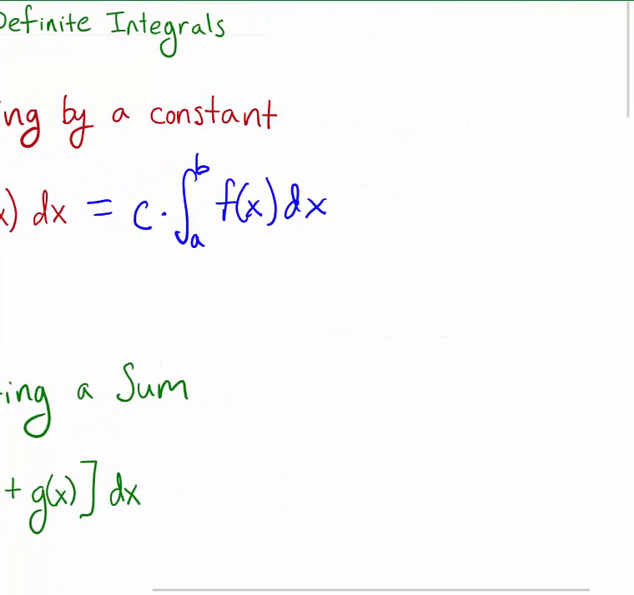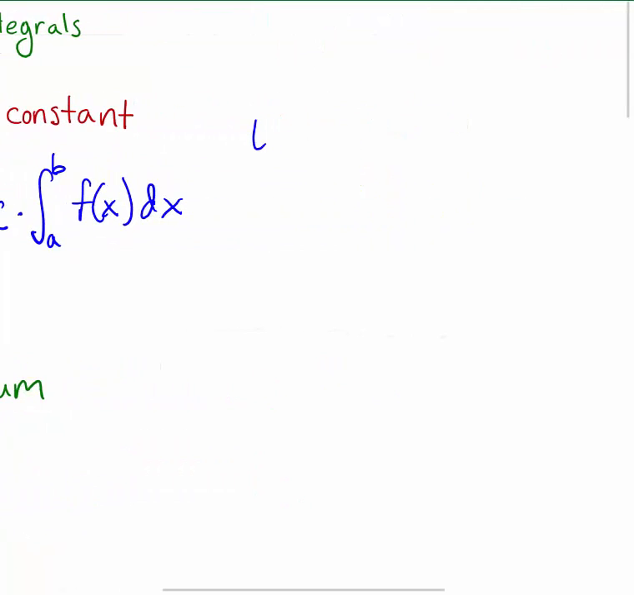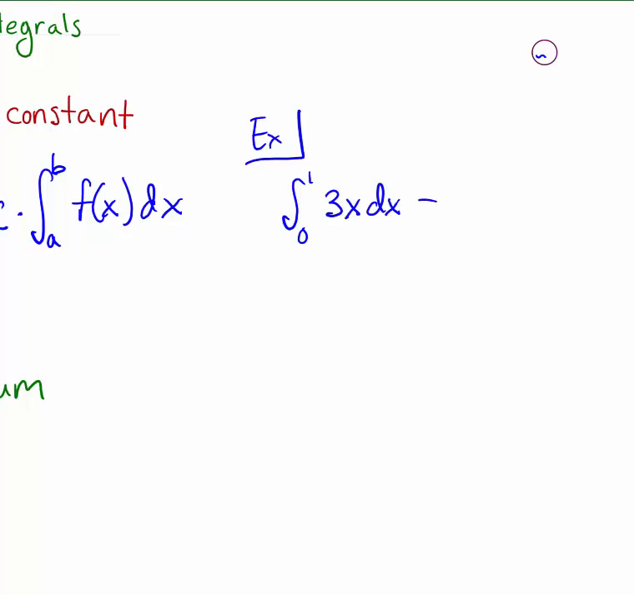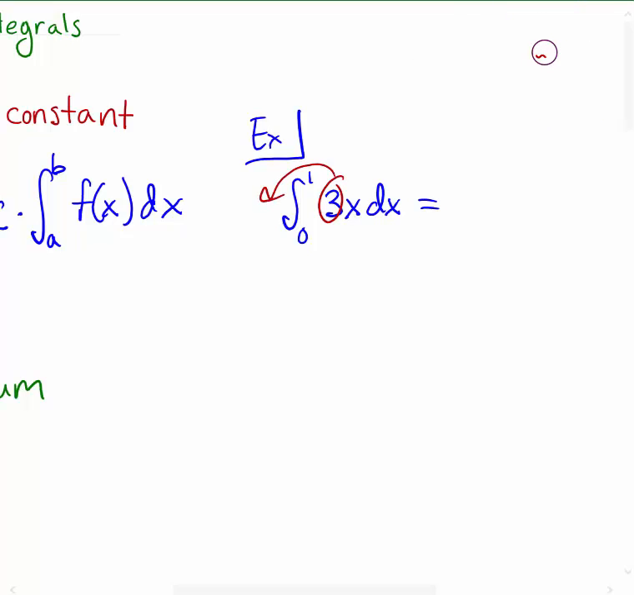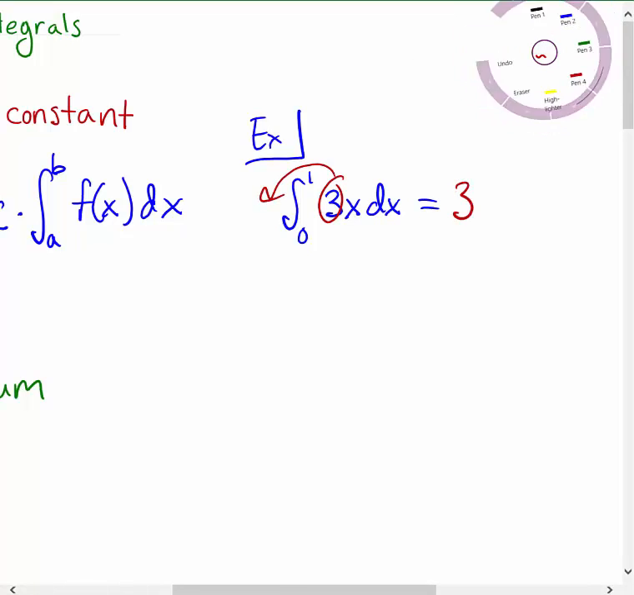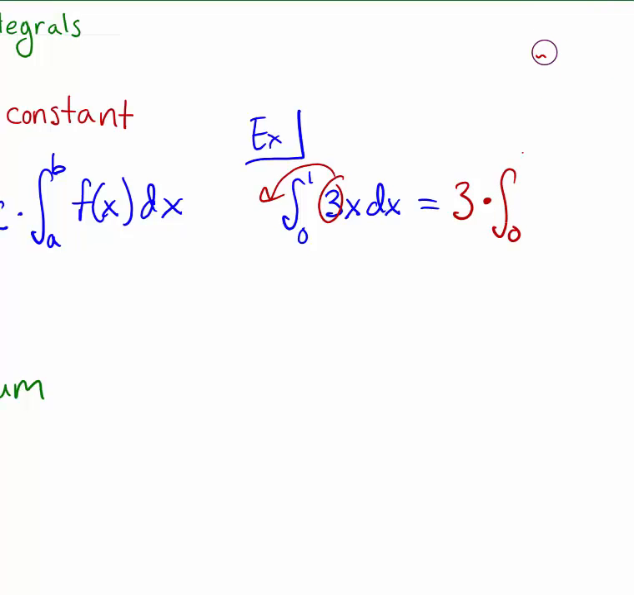So an example of that would just be if we had the integral from 0 to 1 of 3x dx. We can bring the 3 outside and we can write this as 3 times the integral from 0 to 1 of x dx, and then we're able to take that integral of x. This rule is not always necessary, but it can be helpful, especially with u substitution.